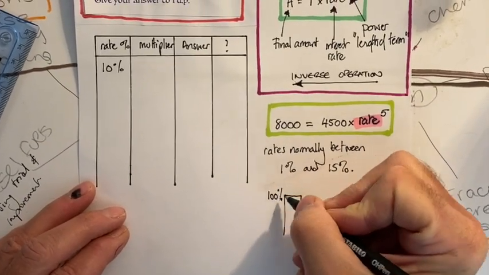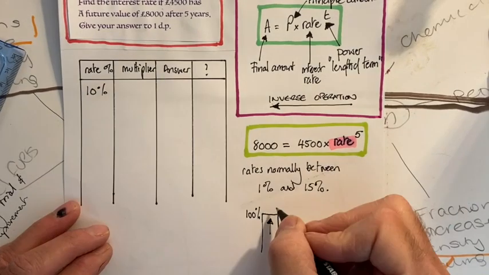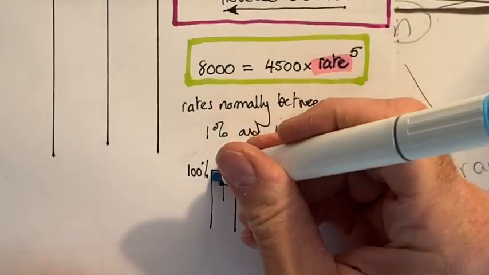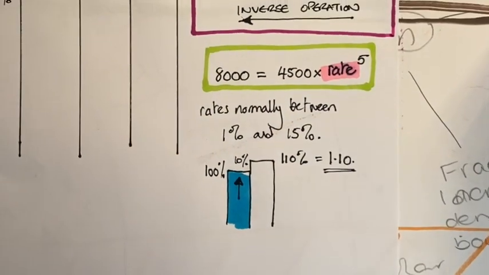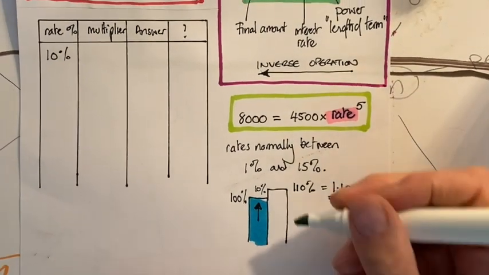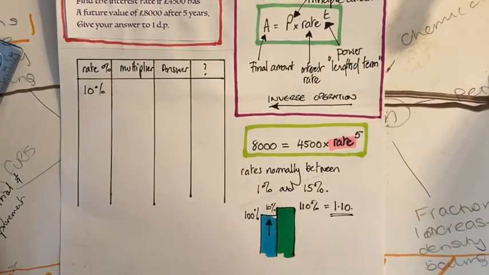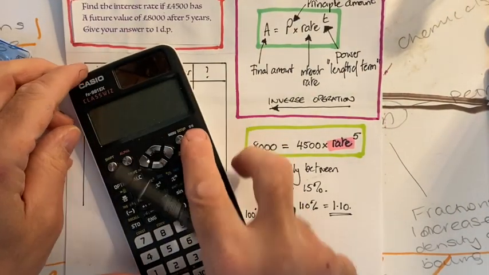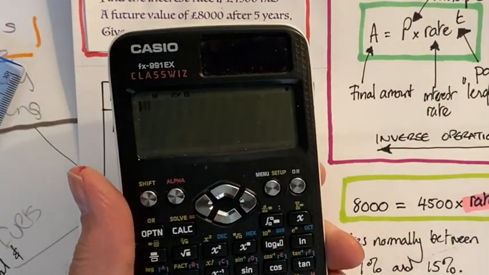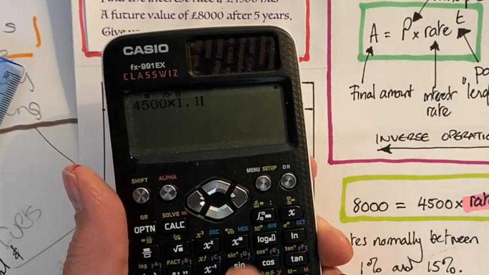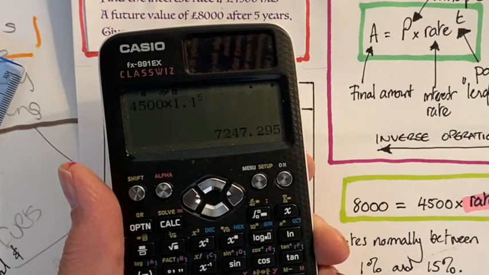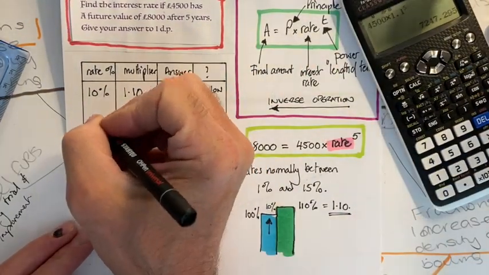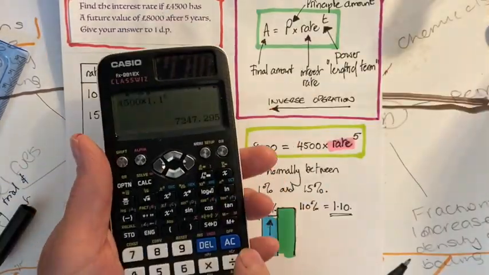So let's guess 10%. Now we need to work out what the multiplier is. Now we've got an increase of 10%, so it's now 110%, which we write as 1.10. So our multiplier now is 1.10. And that's the thing we'd use to times the 4,500 by. So I'm going to use my calculator, and I'm going to type in 4,500 times 1.10 to the power of 5, because it's 5 years. And that value is 7,247, which is too low.